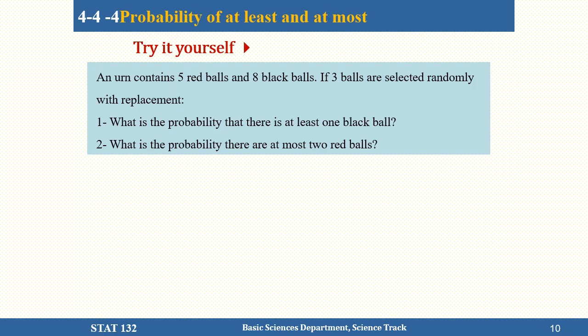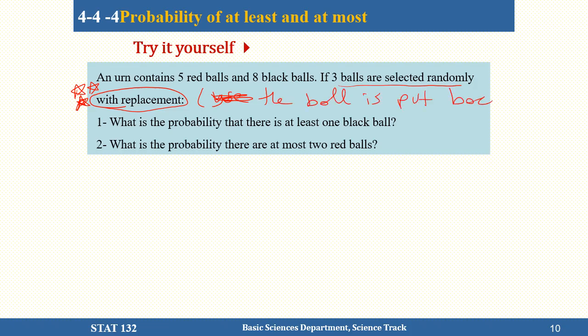An urn contains 5 red balls and 8 black balls. If 3 balls are selected randomly with replacement, here is important information. With replacement means you put the ball back, so the ball is put back each time. What is the probability that there's at least one black ball?